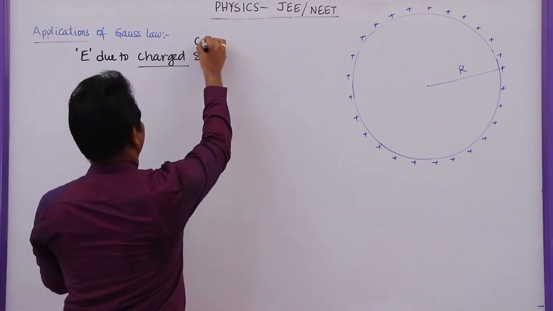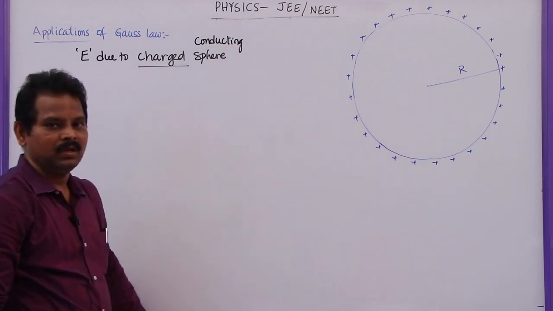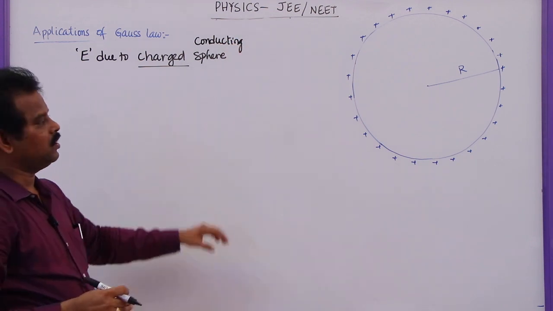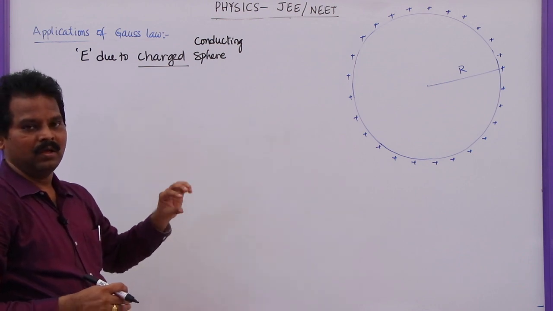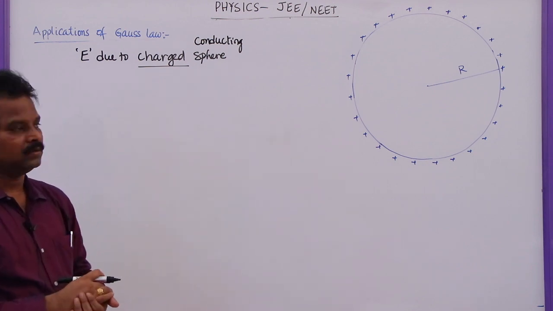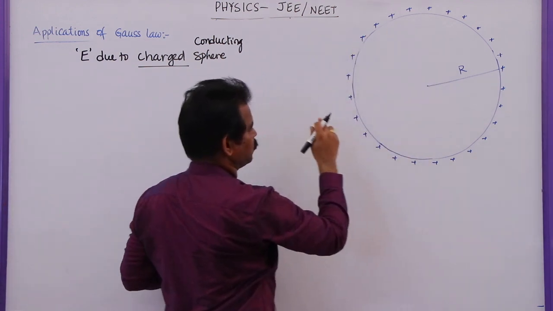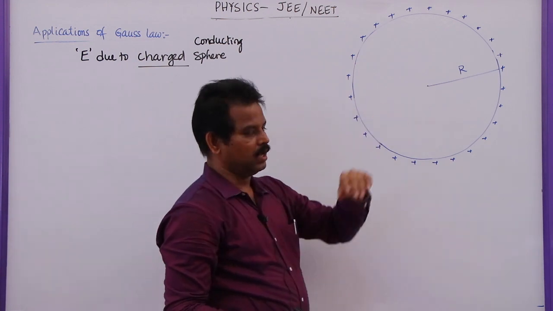So charged conducting sphere. Be careful, why? Because in competitive exams, if you substitute the non-conducting sphere formula instead of this conducting sphere formula, you will lose marks. That's why. So this is a conducting sphere where the charge is spread only on its outer surface. Radius of this one is R.